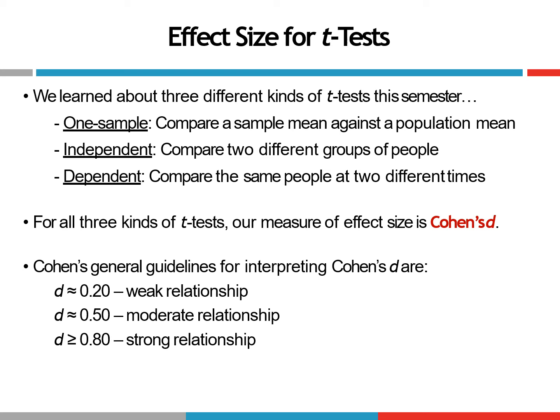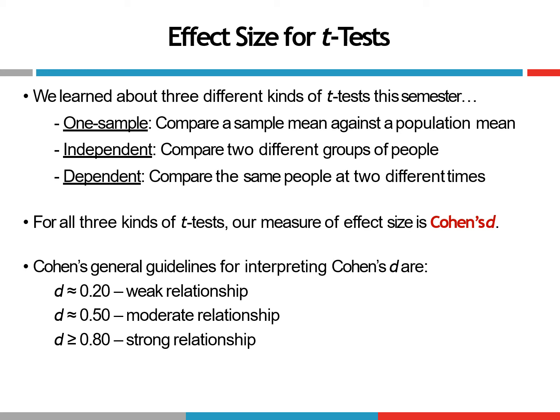So if your d is approximately 0.20, that indicates a weak relationship between your variables. If it's approximately equal to 0.50, that means there's a moderately strong relationship. And then greater than or equal to 0.80 would indicate a strong relationship. Okay? So let's go through this for each of our types of t-tests.